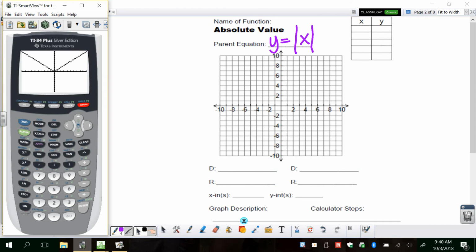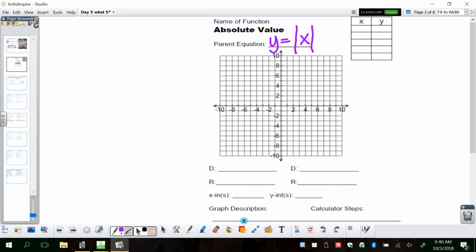Looking here, I'm just going to put a couple numbers in my table: -2, -1, 0, 1, 2. It starts at 0, 0. That's my x-intercept and my y-intercept. And it goes up 1 over 1 to the positive side. That's the side that's like linear. And then it goes up 1, left 1. Does anybody remember the word vertex from quadratics? This point, the 0, 0, is kind of like our vertex.